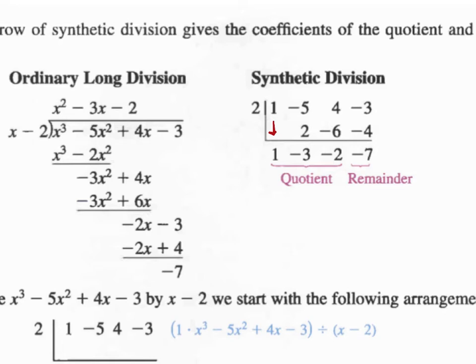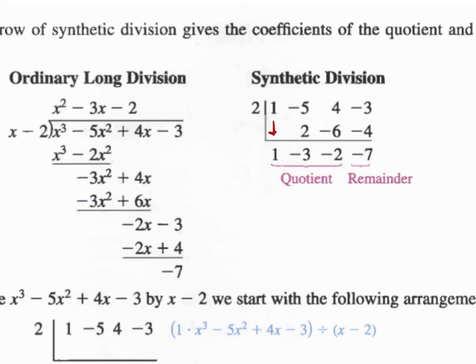That's where we're getting the 1, negative 5, 4, and 3 on the top numbers of that synthetic division. From there, you're dividing it by x minus 2. So if we take that x minus 2, set it equal to 0, and solve for x, we get that x is equal to 2. That 2 is what's going on the outside of that synthetic division.